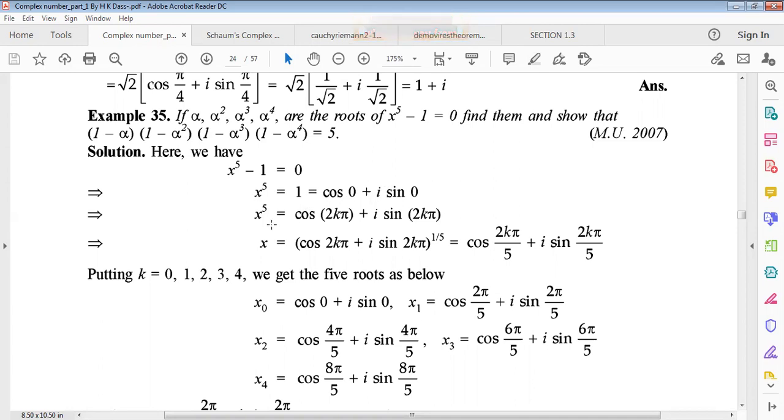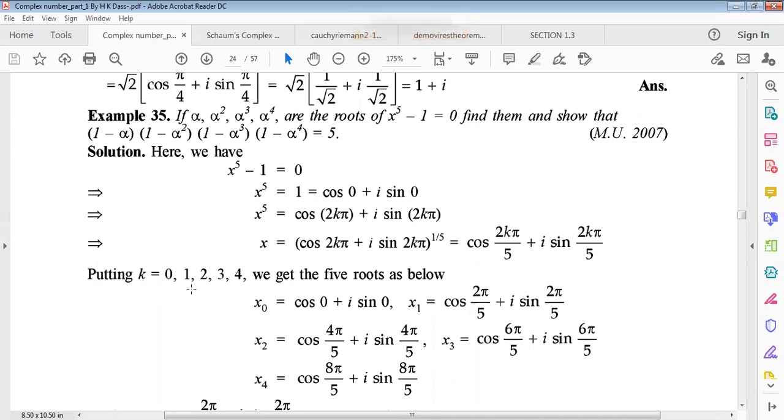x to the power 5 equals, we can write, just adding 2k pi with the angle, 2k pi plus 0. Now what will x equal? Taking the 1 by 5 power on both sides, 1 by 5th roots on both sides, we get this. So by de Moivre's theorem, this power will be multiplied with the angle: cos 2k pi divided by 5 plus i sin 2k pi divided by 5.